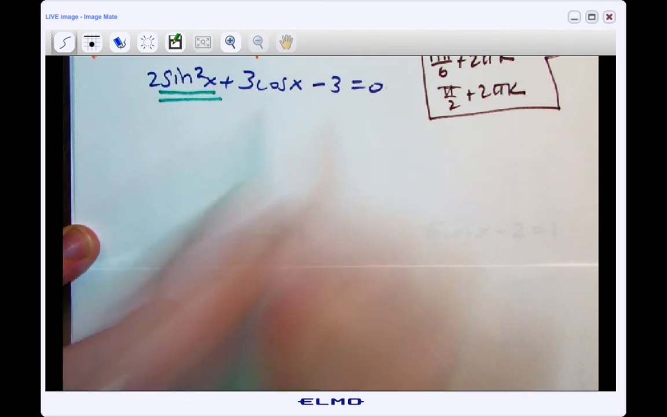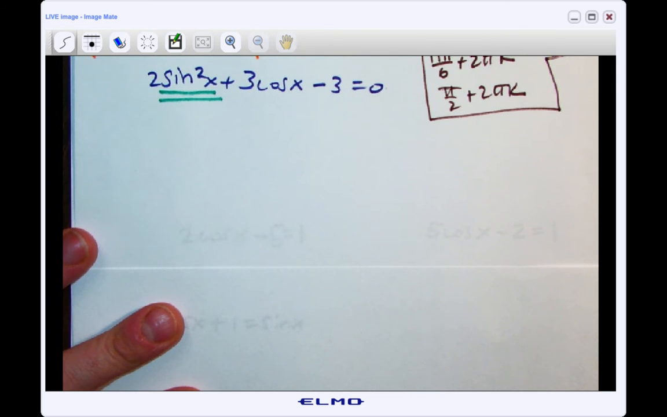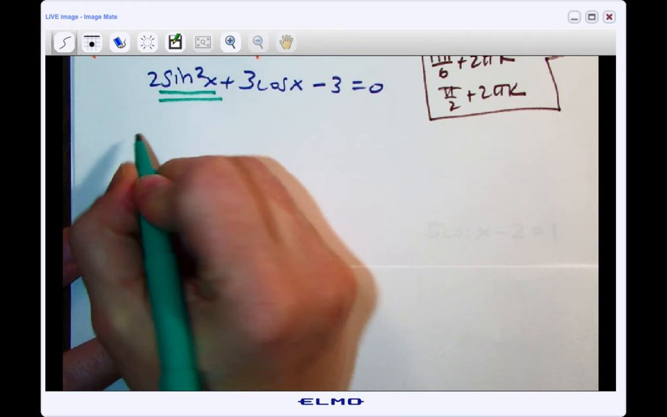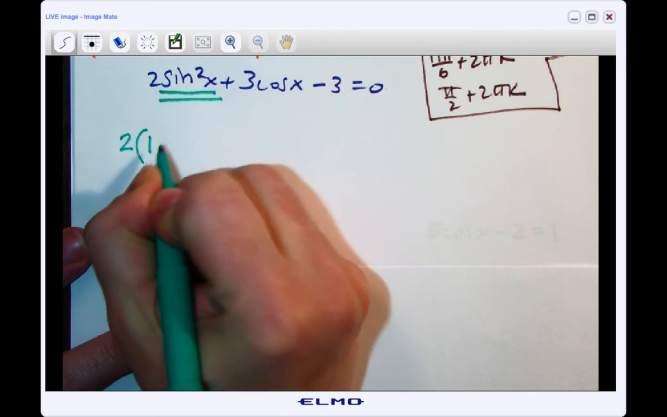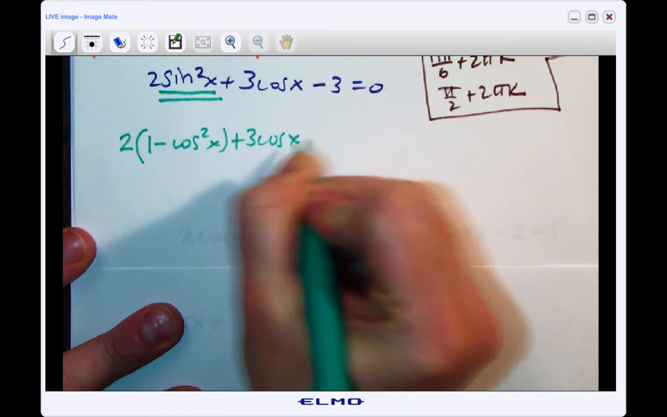And the reason why I'm going to choose cosine is because I know how to change sine squared to cosines, but I don't know how to change just cosine to sine. So the Pythagorean identity will help me if I choose the sine as the thing I'm going to change. If they were both squared, it wouldn't matter which one I choose. I could use the Pythagorean identity on either one of them. Okay? So my first step is going to be to change them all to the same trig function.